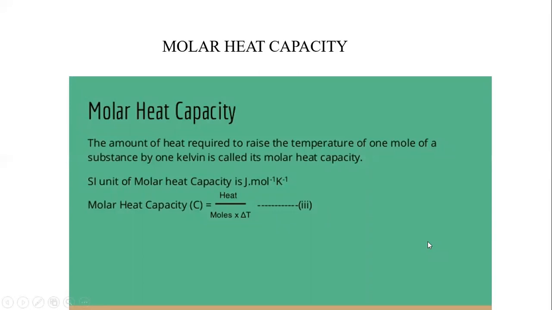Molar heat capacity. The amount of heat required to raise the temperature of 1 mole of a substance by 1 Kelvin is called its molar heat capacity. The SI unit of molar heat capacity is joule per mole per Kelvin.